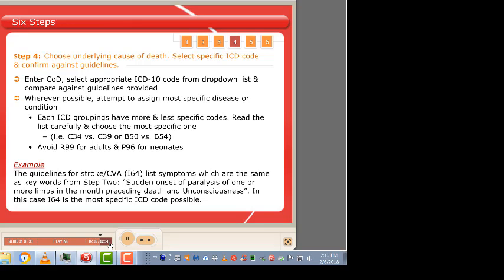When we compare our choice to the relevant diagnostic guidelines provided by the coding software, we see that our keywords match up with sudden onset of paralysis of one or more limbs in the month preceding death and unconsciousness.